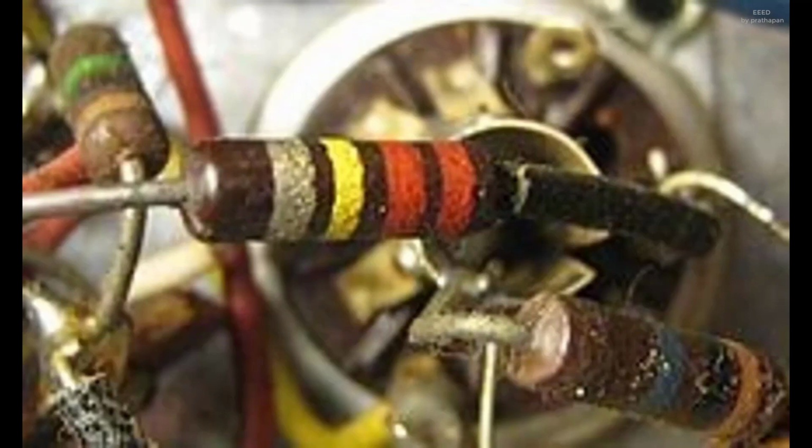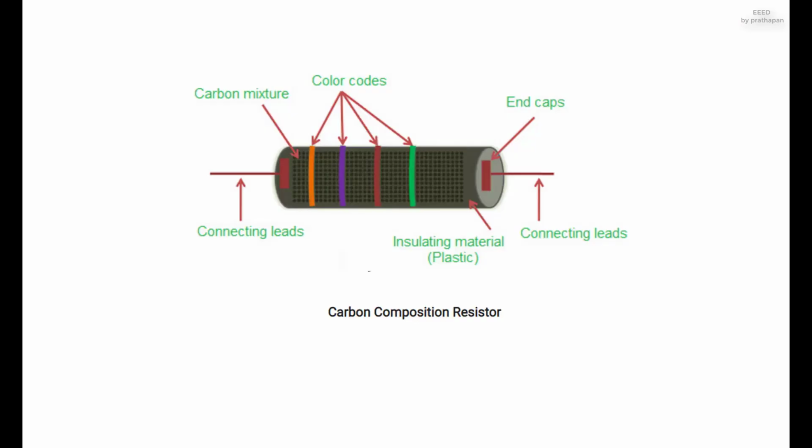The resistive element is made from a mixture of finely powdered carbon and an insulating material, usually ceramic. A resin holds the mixture together. The resistance is determined by the ratio of the fill material, the powdered ceramic, to the carbon. Higher concentrations of carbon, which is a good conductor, result in lower resistance.